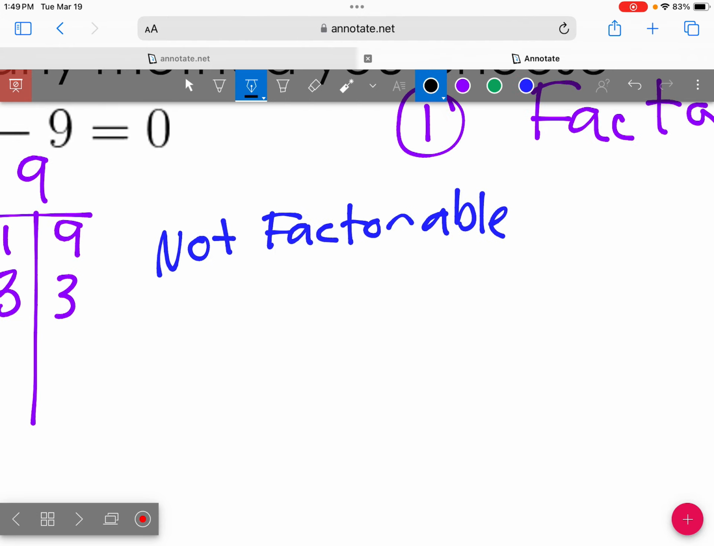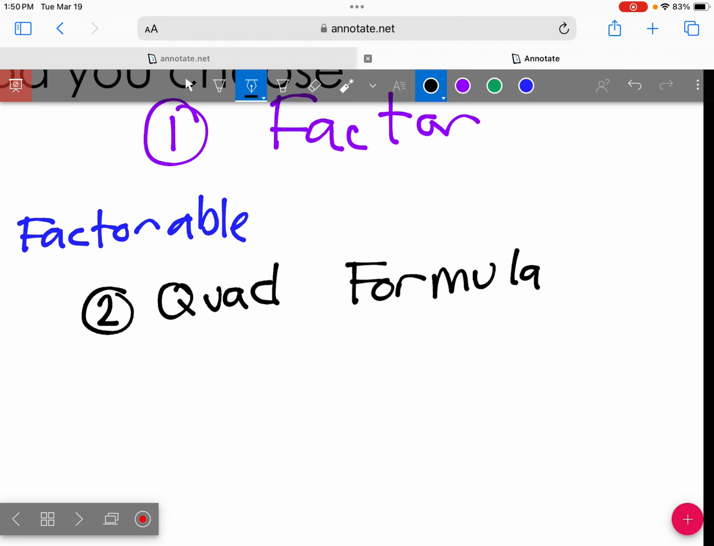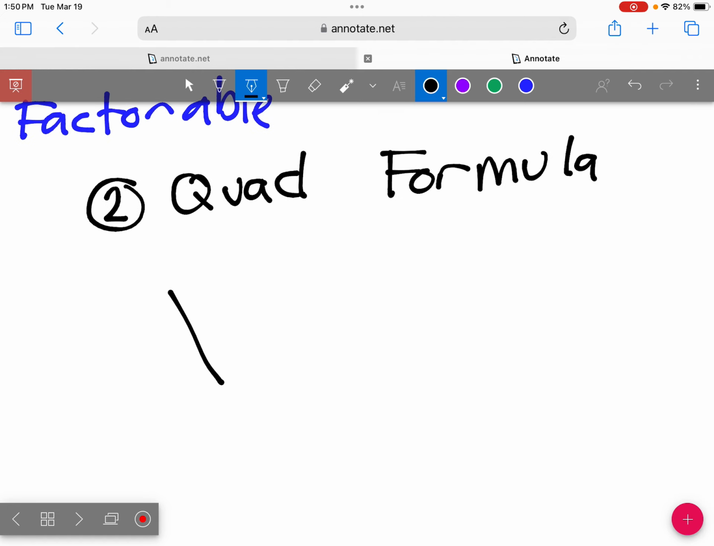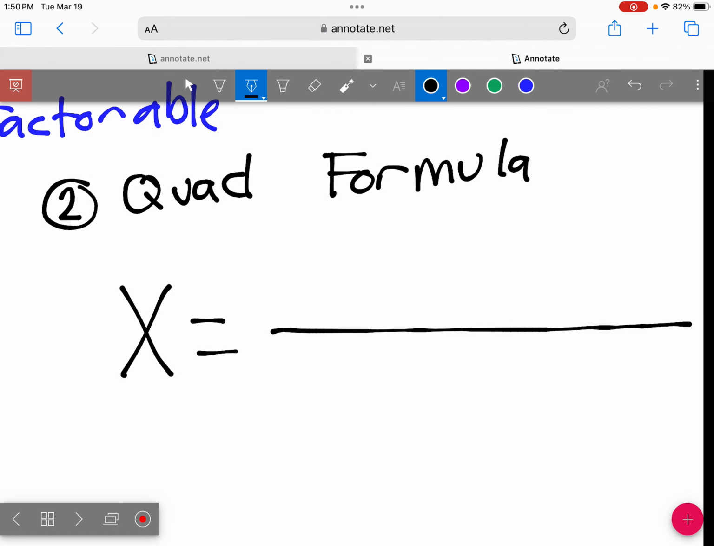So if it's not factorable, probably our second instinct is going to be to do the quadratic formula, which I'm just going to write as quad formula because I'll spell quadratic wrong. So we're going to have, that's our x equals, and I can always pull up the videos.